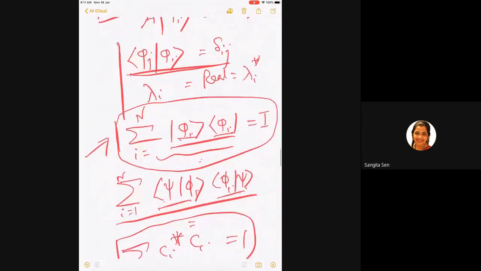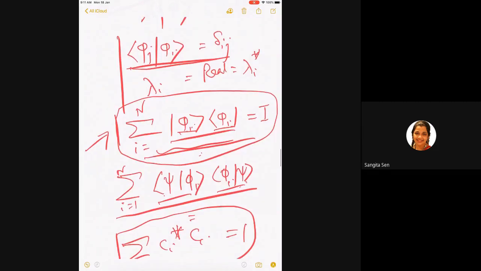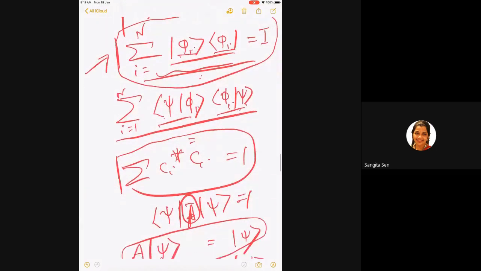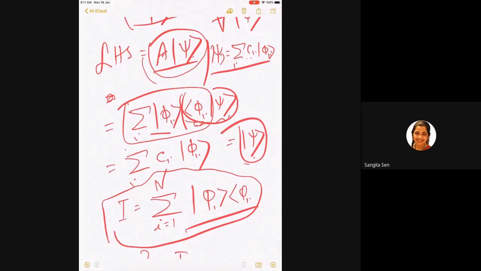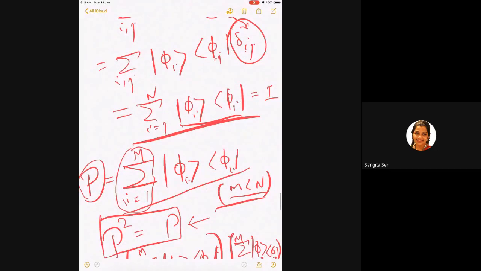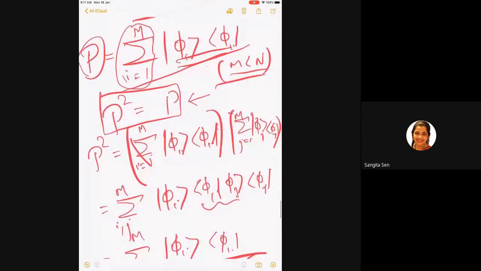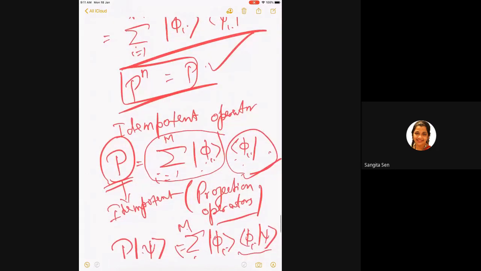Then we also talked about the resolution of identity over the full space. If you take ket and bra and sum over them, you get an identity. We also said that the identity matrix is, of course, an idempotent matrix. But more important, we said that any projection over even an incomplete subspace is also idempotent, as long as these are orthonormal, which they are, being orthonormal eigenfunctions. So that's P squared equal to P. These are usually called projection operators, not necessarily identity, but identity is, of course, a projection operator.